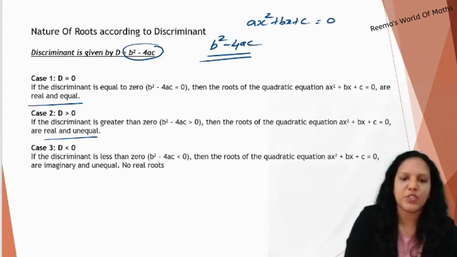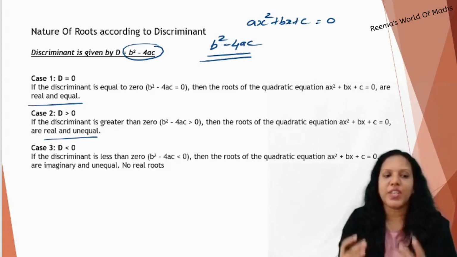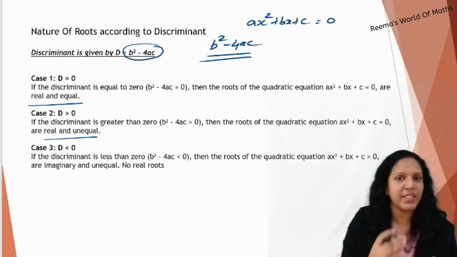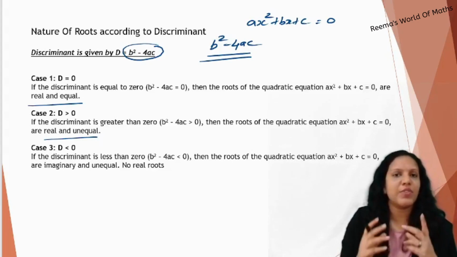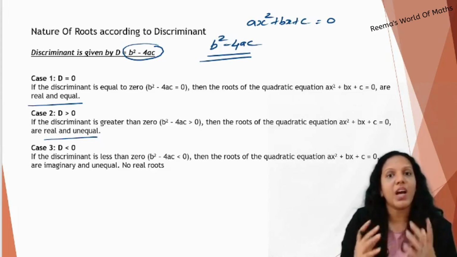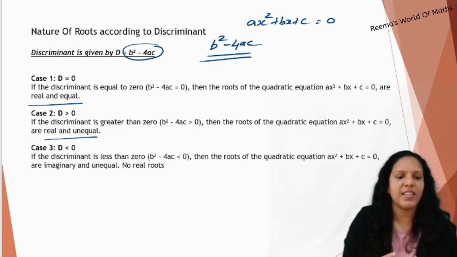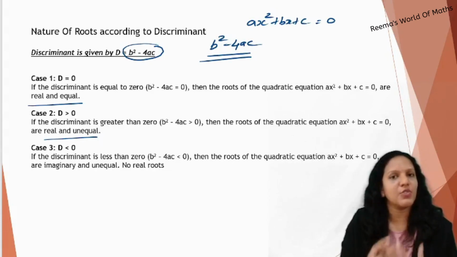If the discriminant is equal to 0, then the quadratic equation has two real and equal roots. If D is greater than 0, the discriminant is greater than 0, then the roots of that quadratic equation will be real and unequal. So it will have two different real but unequal solutions. And the last case, D is less than 0, so the roots will be imaginary and unequal, which means there are no real roots.